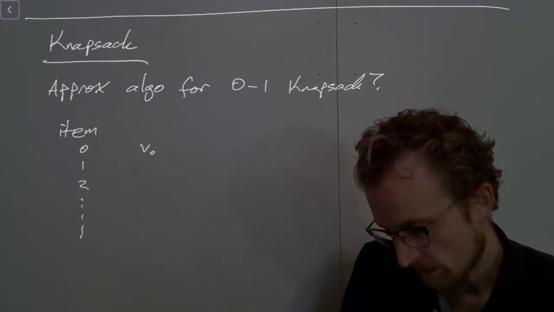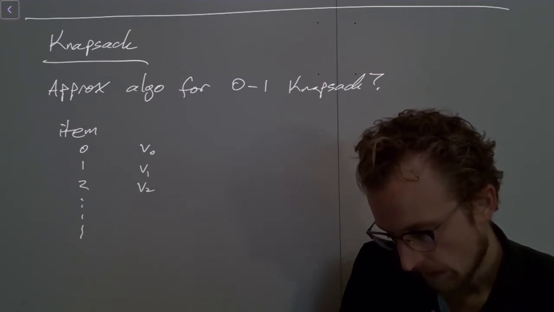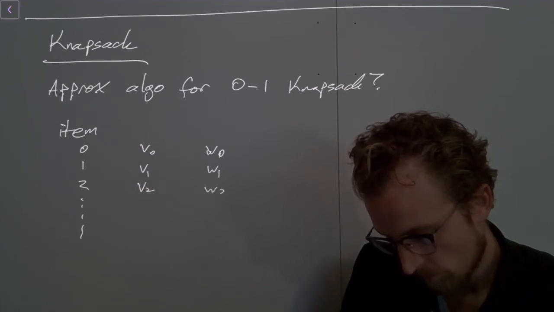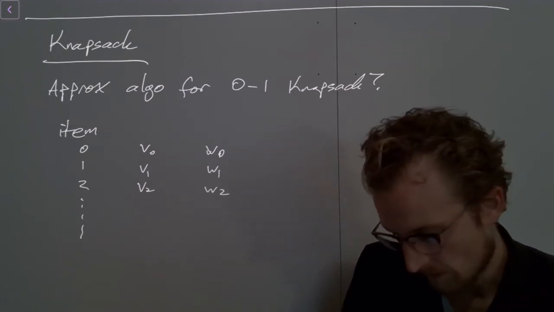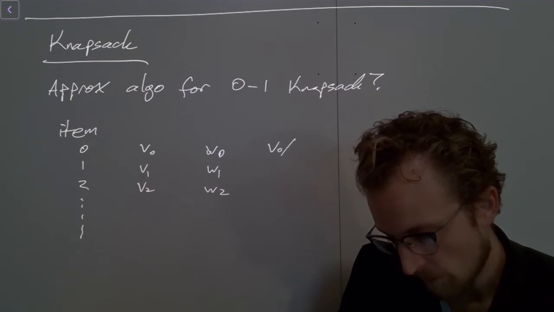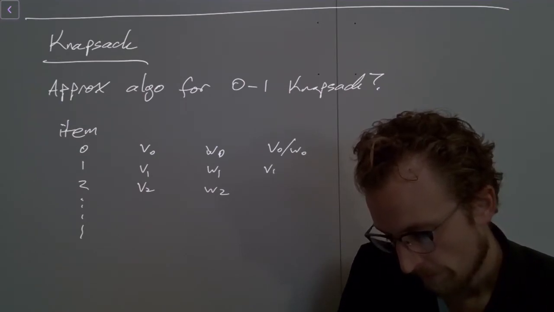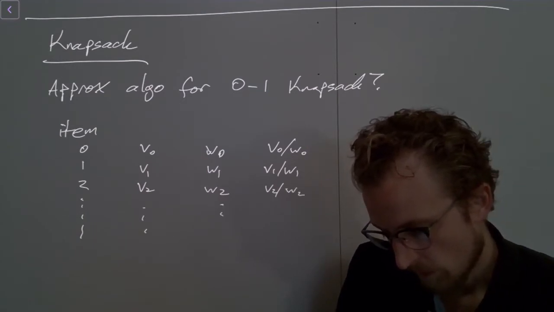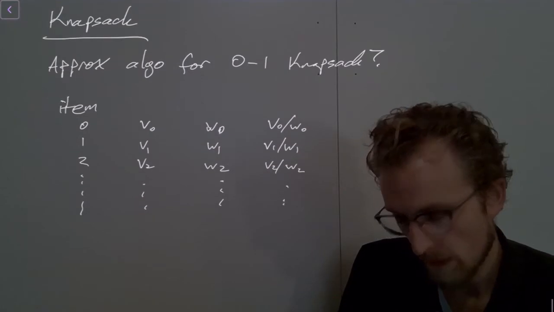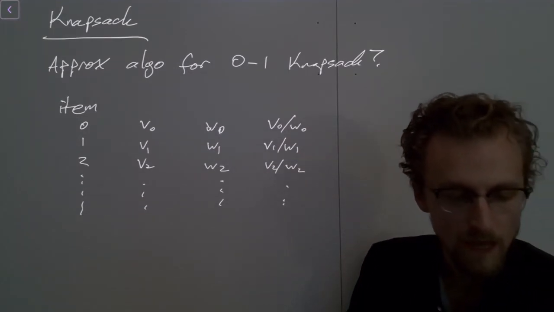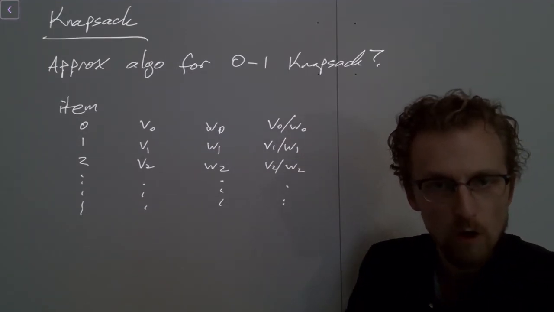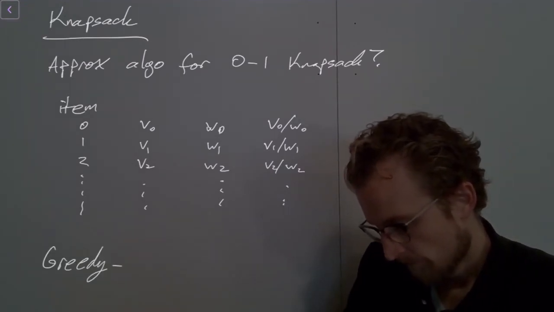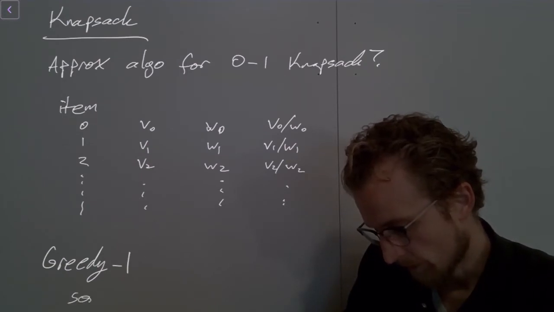Each one of these items has a value. Each one of these items has a weight, and then each of them has a density, right? Each of them has a value divided by weight. And so we've seen a greedy algorithm that sorts based on values, and we're going to call that greedy 1. This is the one you did in your homework at the beginning of the semester. So greedy 1 sorts on value.